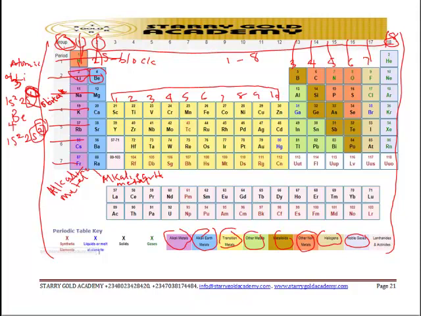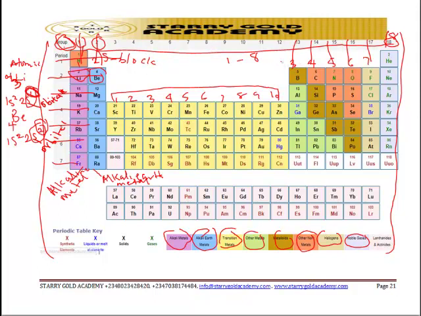Falls on the s orbital. The same thing with group 2, it falls on the s orbital. So that is why group 1 and group 2 are known as the s block. Now let's come to the next block.